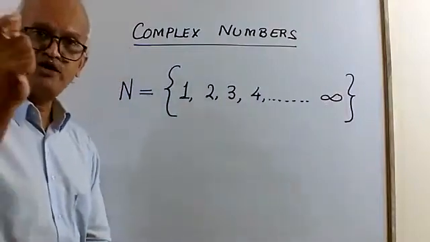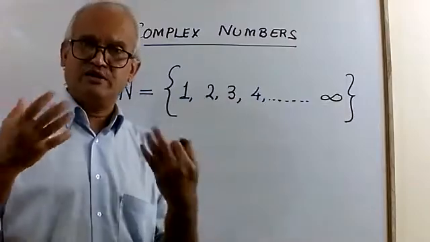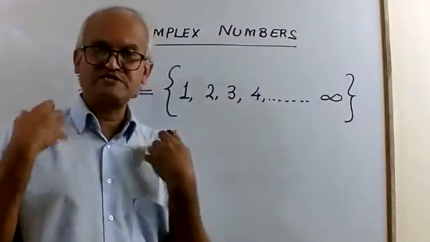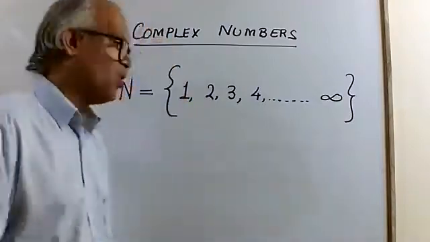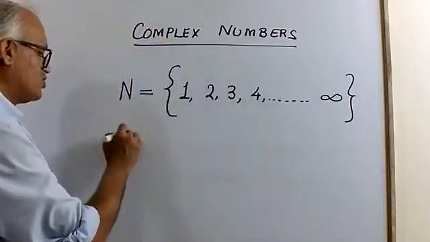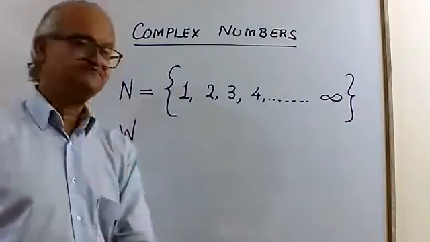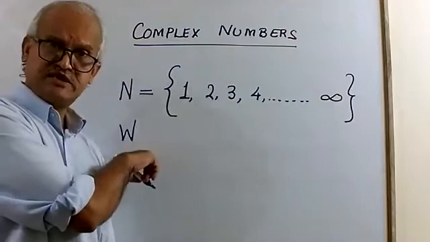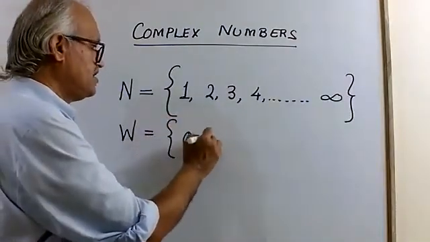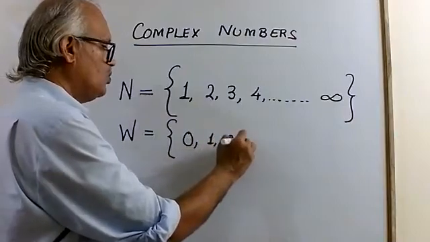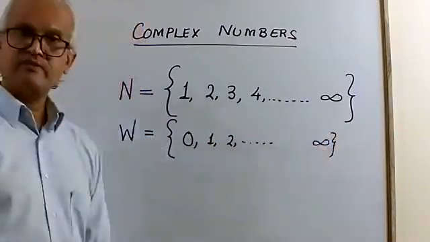You make one important addition to this, the famous number which we always take glory to ourselves as India's contribution to the world, the number 0. You add that and you get what is called the collection or the set of whole numbers, often represented as W, and this is then represented as 0, 1, 2, and so on, all the way up to infinite.